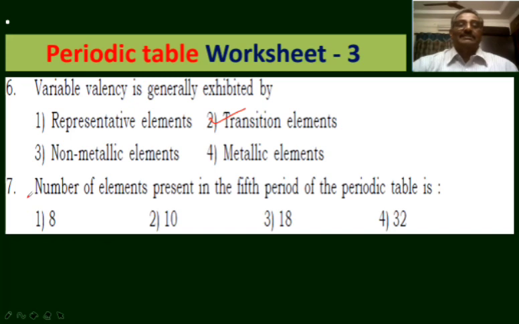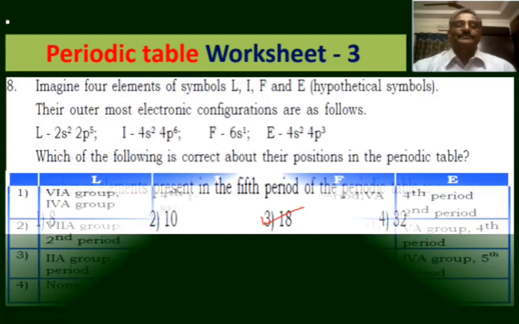Next, seventh question. Number of elements present in the fifth period of the periodic table is, how many elements are there in the fifth period of the periodic table? You know that fifth period accommodates 18 elements. First period accommodates 2 elements. Second and third periods accommodate 8 elements each. Fourth and fifth periods accommodate 18 elements each. So number of elements in the fifth period is 18. So third option is the right option.